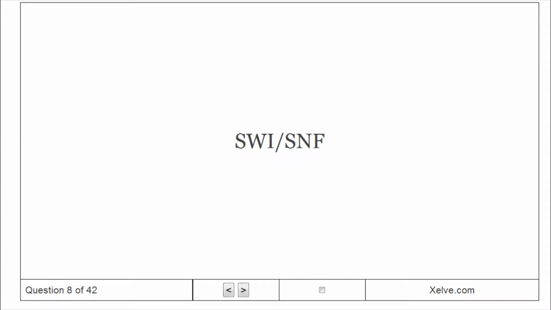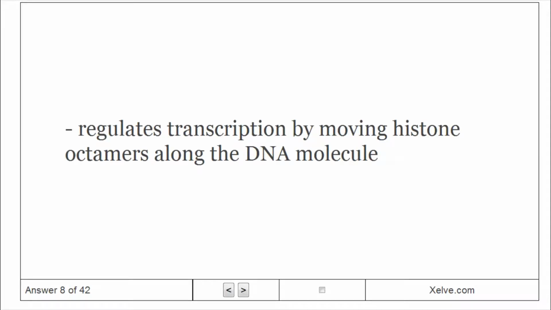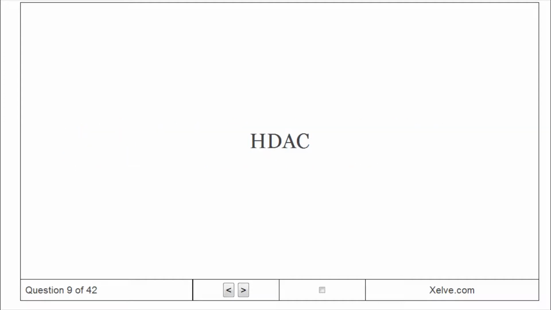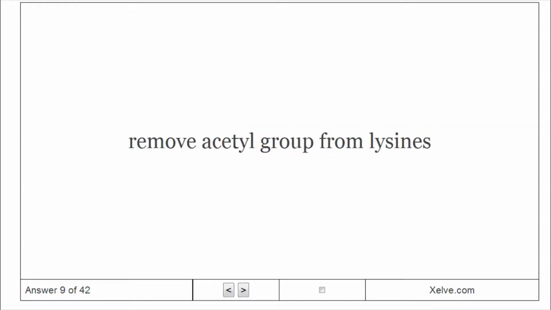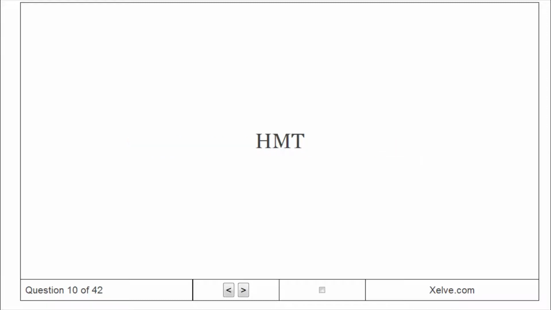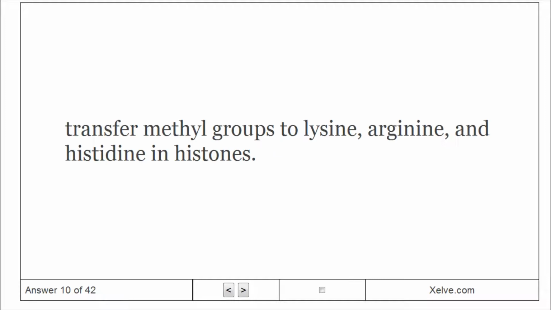SWI/SNF regulates transcription by moving histone octamers along the DNA molecule. HDAC removes acetyl groups from lysines. MT transfers methyl groups to lysine, arginine, and histidine in histones.